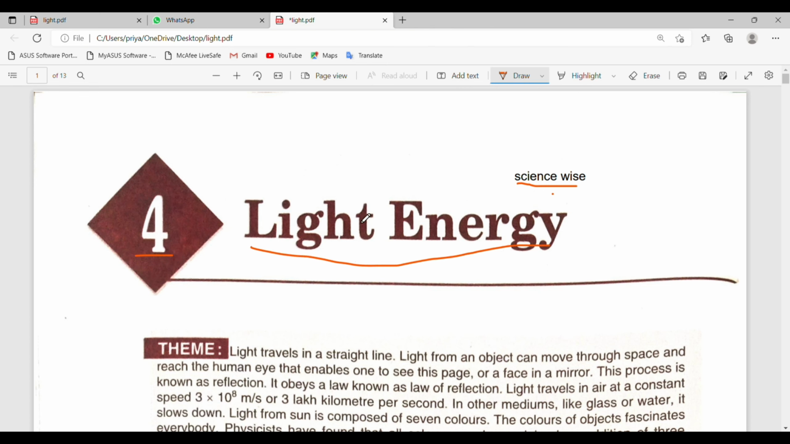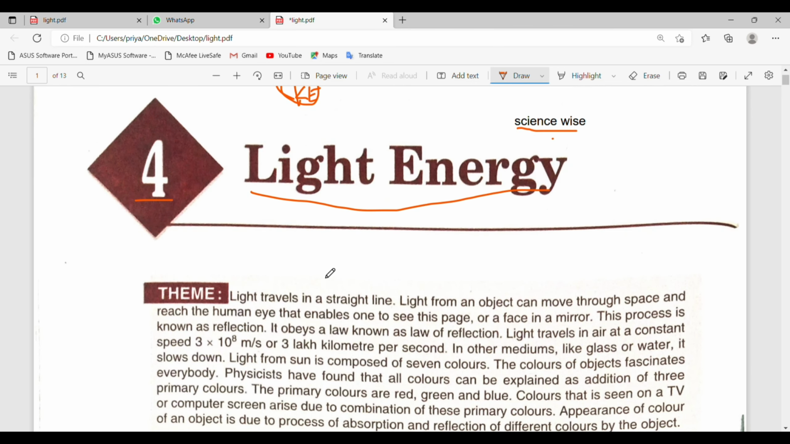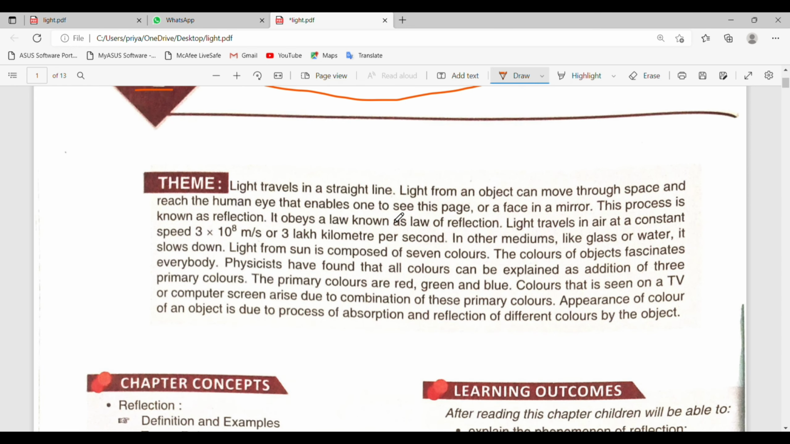Beta, the very first thing in this chapter you should know is what is light. What is light energy? Light energy is a kind of kinetic energy with the ability to make types of light visible to human eyes. It means that light from an object can move through space and reach the human eyes, which enables us to see.